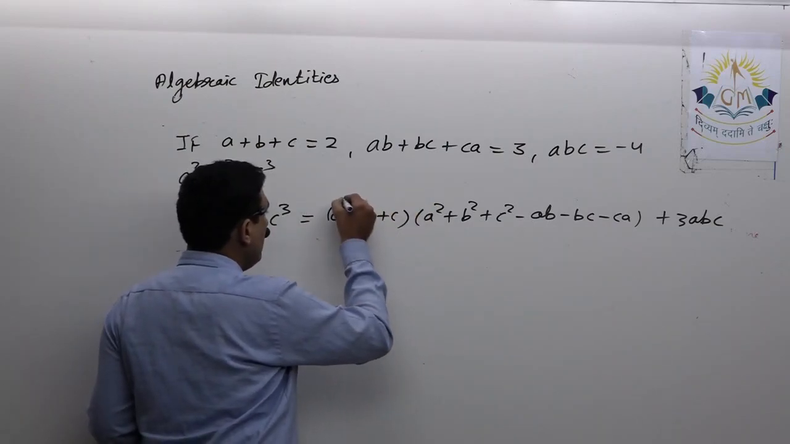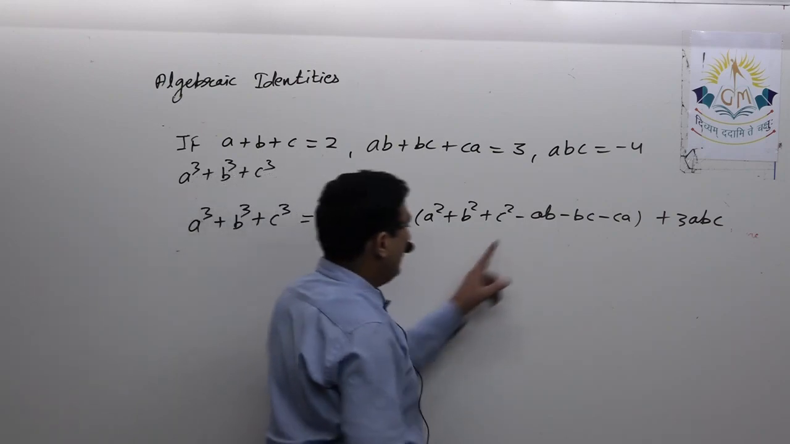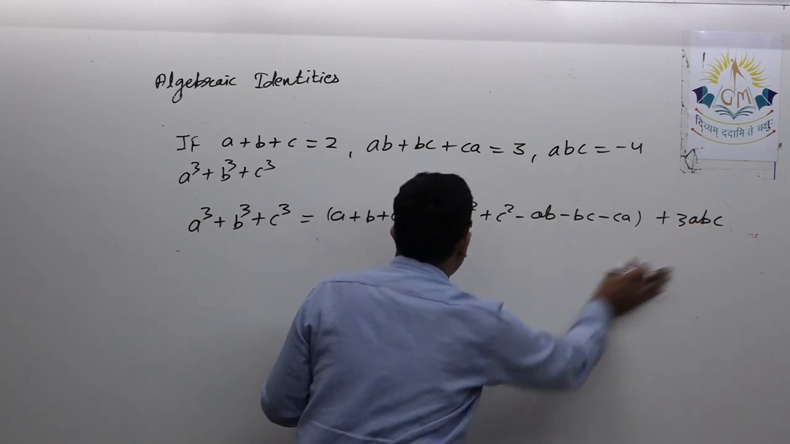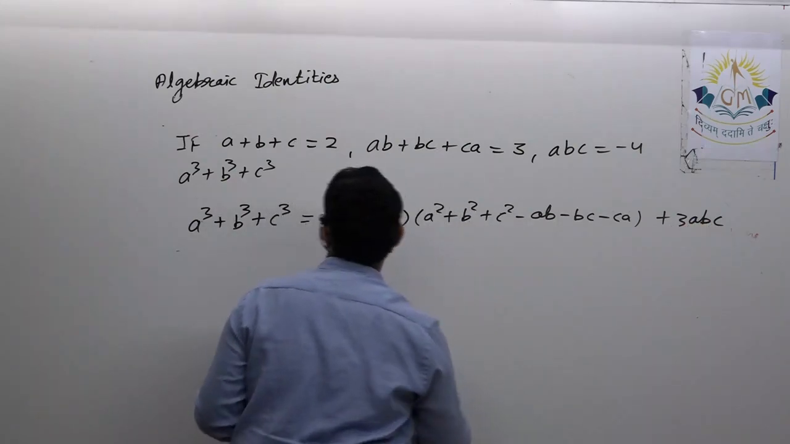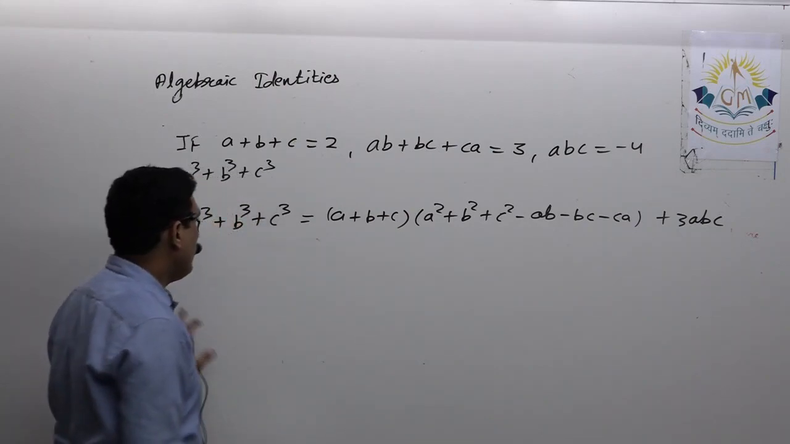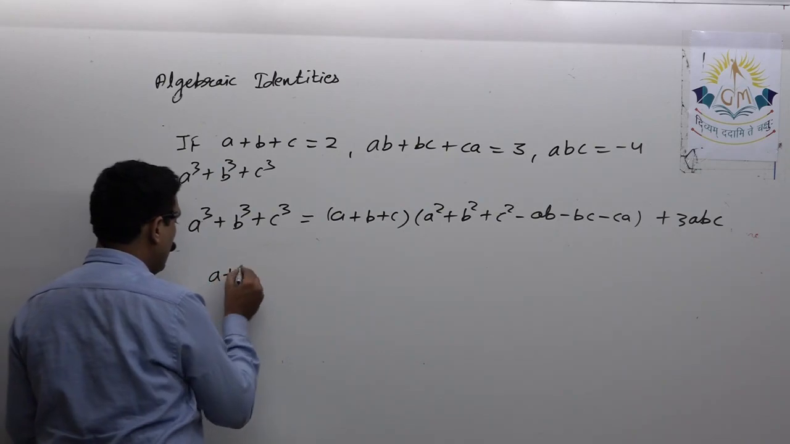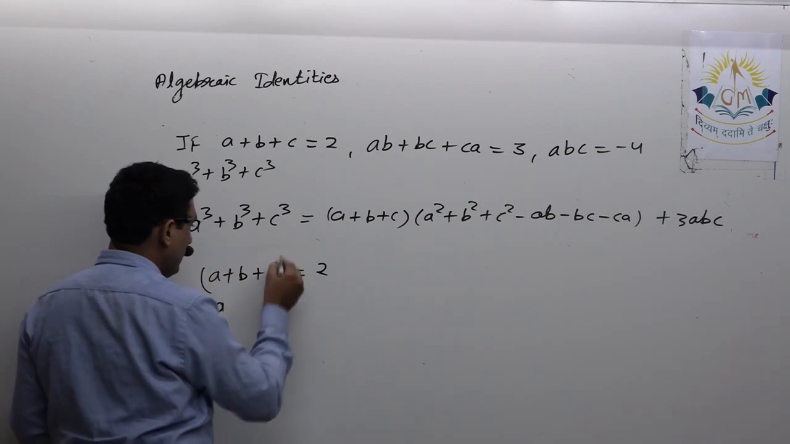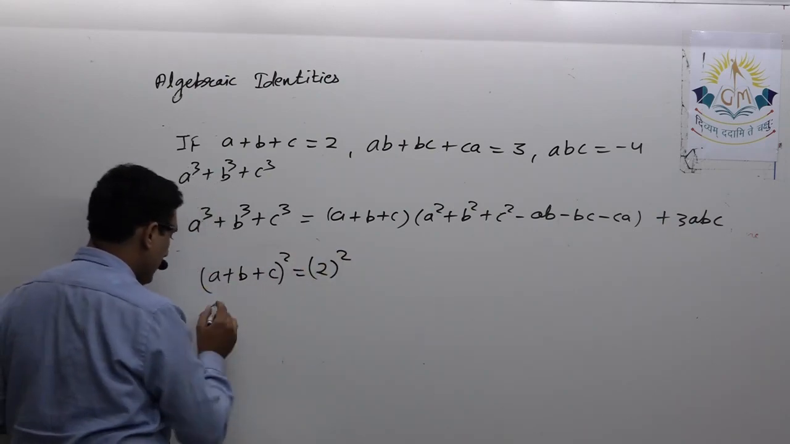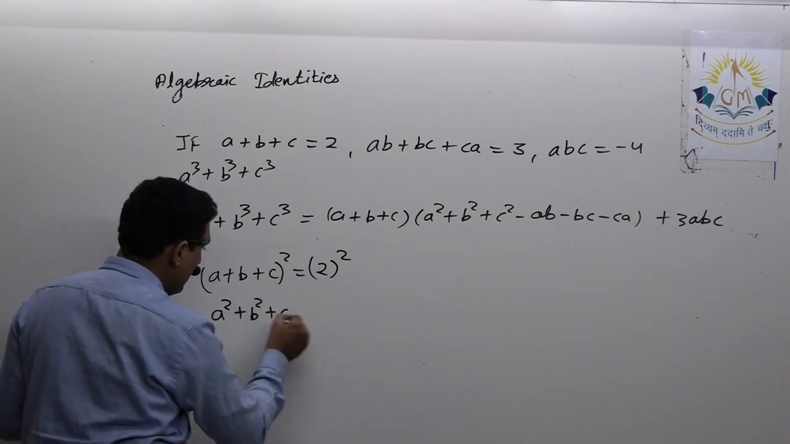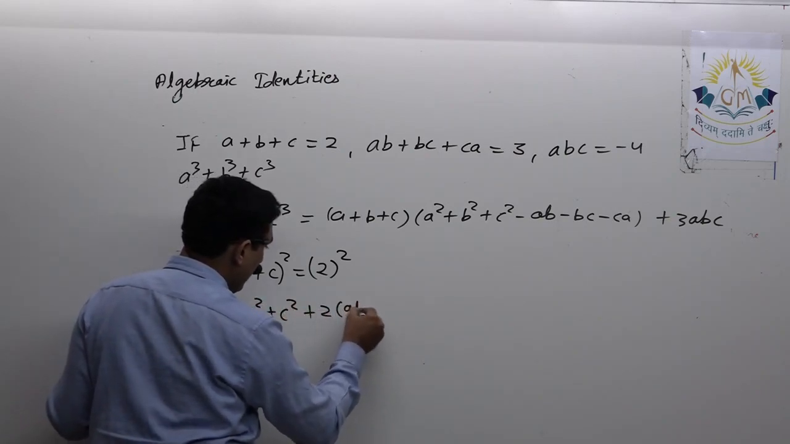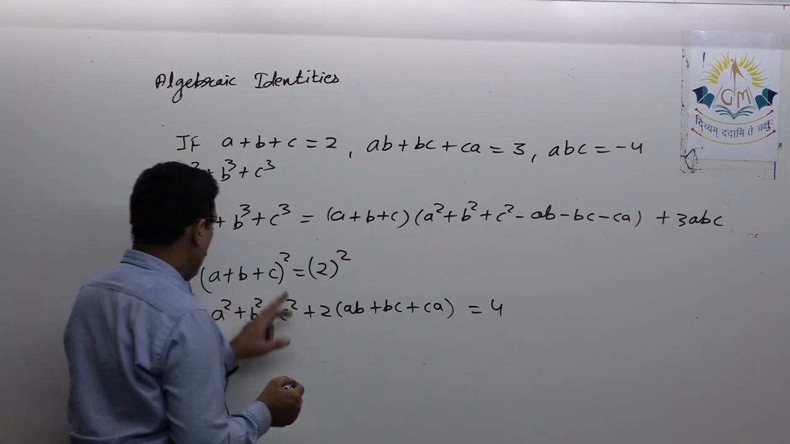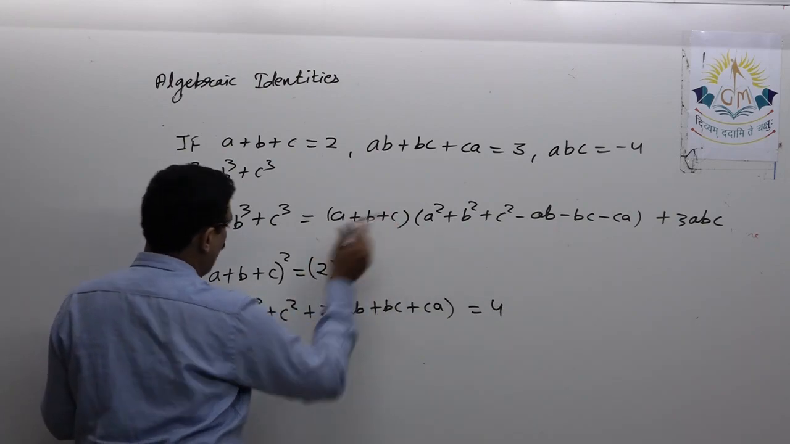Among these, I have the value of a plus b plus c. If I take the minus sign common, I have the value of ab plus bc plus ca. abc is also given. The only thing I do not have is a square plus b square plus c square, so first of all I find this. For that I use a plus b plus c equal to 2. Squaring both sides gives me a square plus b square plus c square plus 2 times ab plus bc plus ca is equal to 4. Now a square plus b square plus c square, that I need to find.